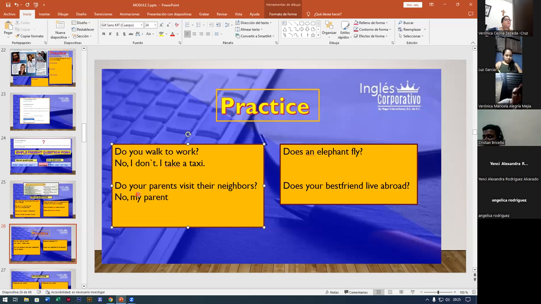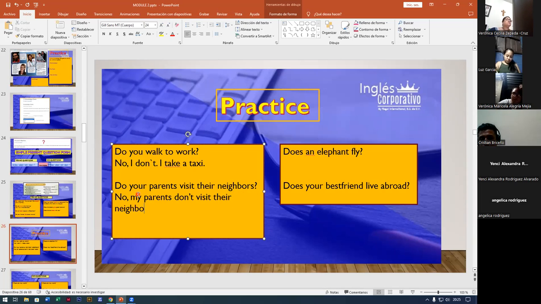If it's negative, then you say, no, my parents. You can say don't, right? As a contraction, don't. Because it's negative, right? No, my parents don't visit their neighbors. Neighbors, that's right. That will be like a complete answer, right? No, my parents don't visit their neighbors. That's good. Thank you.